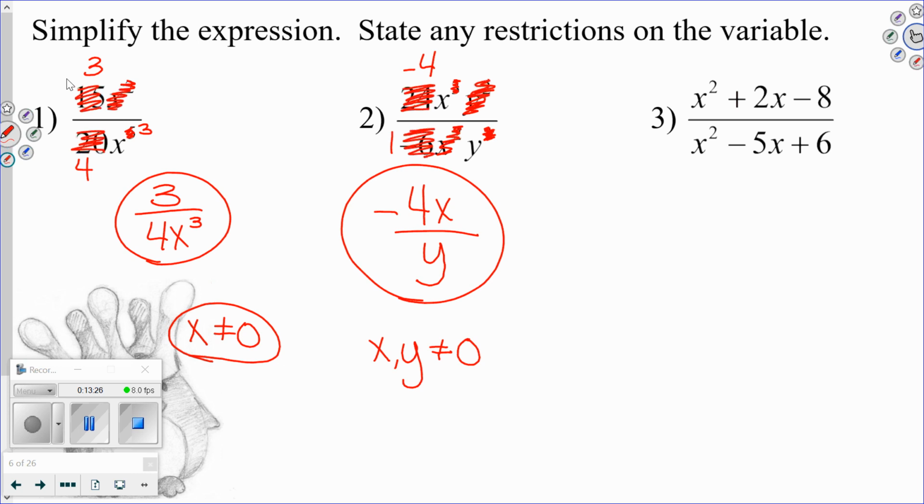Number 3, step 1 says to factor. How does the top factor? 2 and 4. All right, we have x and x, plus minus, options for C, 1 and 8 or 2 and 4. 2 and 4. So a positive 4 and a minus 2.